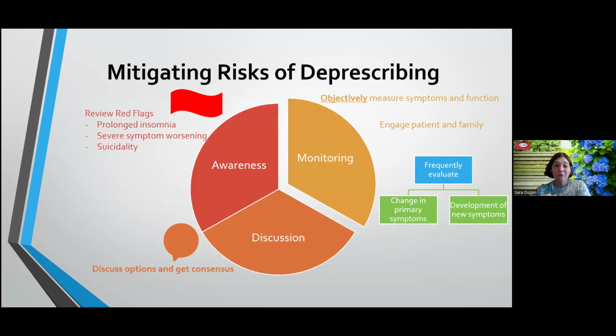So mitigating those risks: the awareness, making sure that they know what those red flags are, having those open discussions, making sure that they can share that information with you, that shared decision-making can be huge. And then monitoring, making sure that objectively we know what it is that we're comparing to for both their previous symptoms as well as any new symptoms. So we're watching for it, but they're a great source of information, the patient as well as their family members, to be able to give us that information.